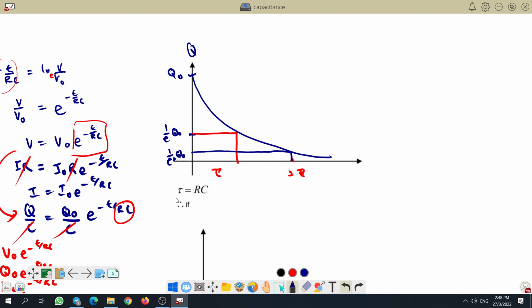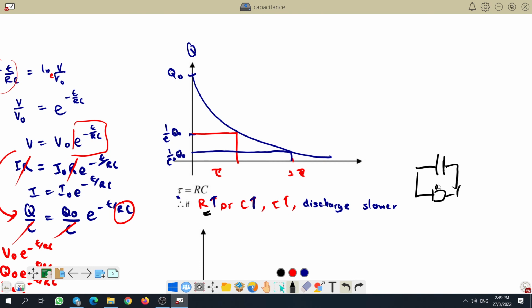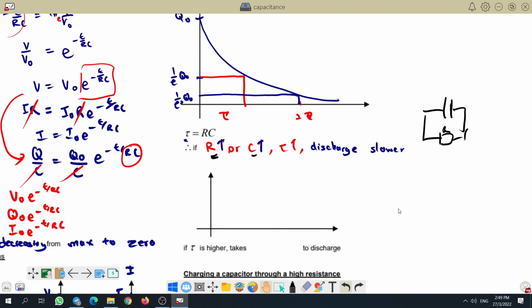So what affects tau? R and C. If R increases or C increases, tau will increase, which means it will discharge faster or slower? Careful. It will discharge slower. Does it make sense? Yes, because if you discharge it through a high resistance, the current is small, so it is slow. If C is high, it has more charge stored additionally. If R and C are small, it discharges quickly.